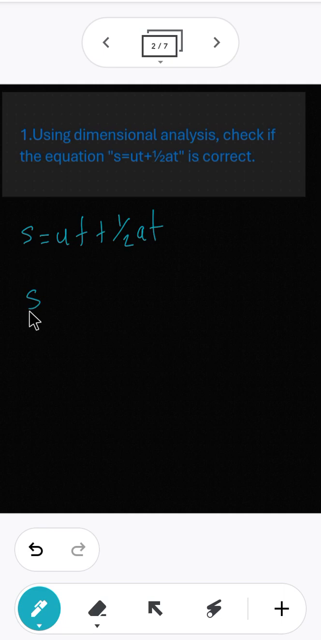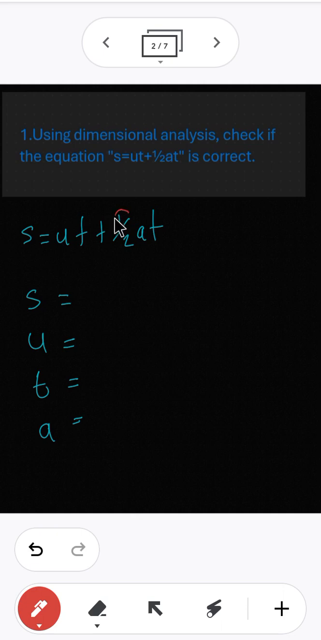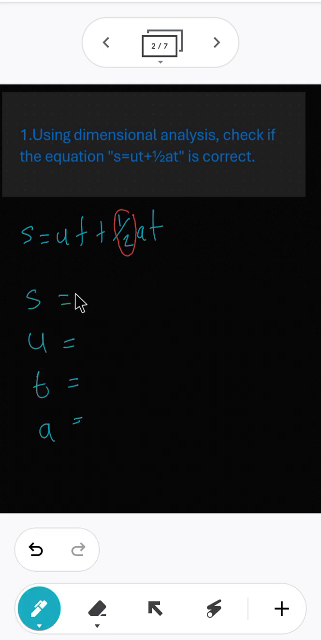So we have S, U, T, and A. So these are all the quantities in this equation. Now remember I said in dimensional analysis, you don't make use of constants, one of the rules. So just take this out quickly. You're not working with that. So let's go back. Now the dimension for S simply means distance or height. So S is a length. So the dimension of S is capital L.